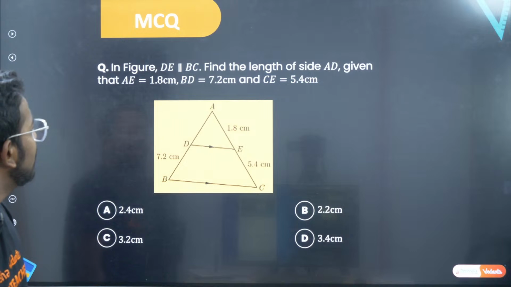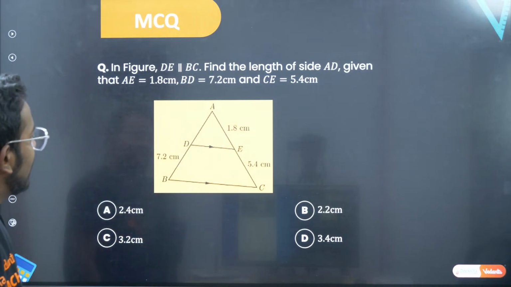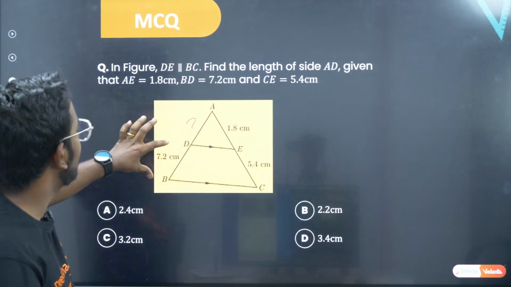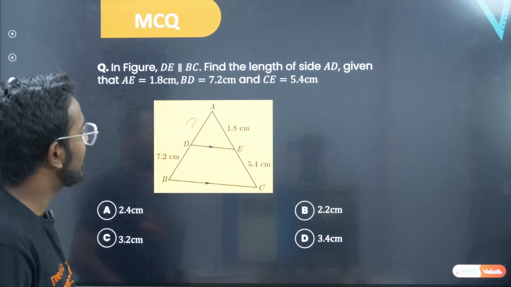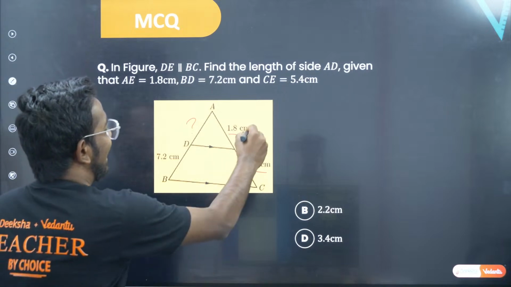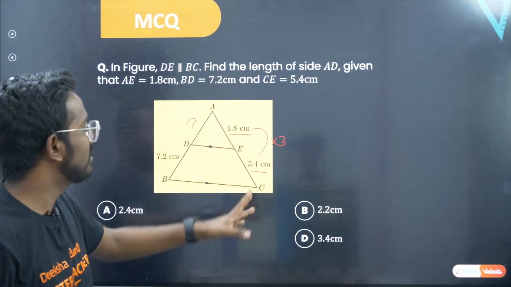In the figure, DE is parallel to BC. They have given DE to be parallel to BC. Find the length of the side AD. I am supposed to find what is this length, given that AE and all these sides are given. So clearly what you can see is this is 1.8, this is 5.4. So 1.8 into 3 times is basically 5.4. That is, 18 3s are 54.